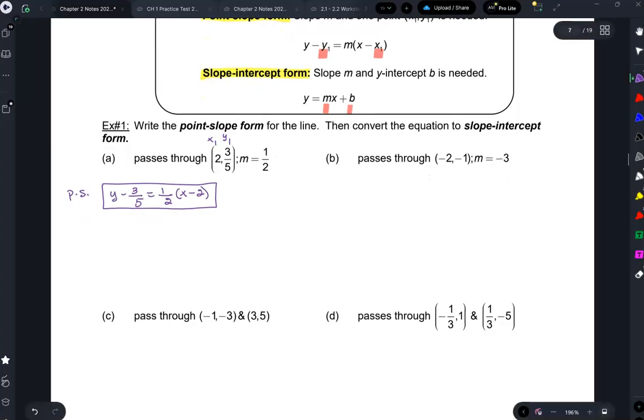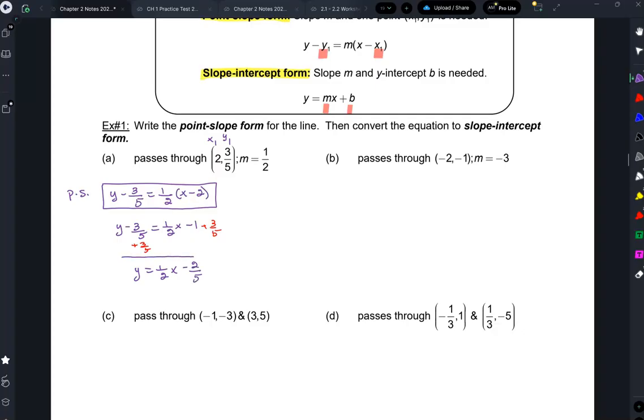Okay. So point-slope form, and then to convert it, we're going to distribute. This is 1/2 x minus 1. Then we add 3/5. So y equals 1/2 x minus 5/5 plus 3/5, minus 2/5. This is slope-intercept form. Okay? All good? All right, go ahead and do the next one. I'll give you 30 seconds. On your marks? Get set? Go!